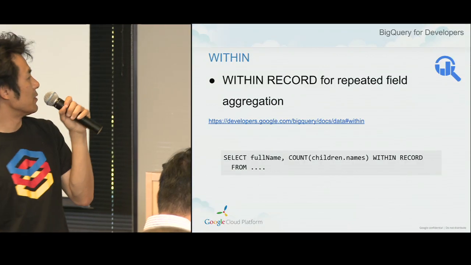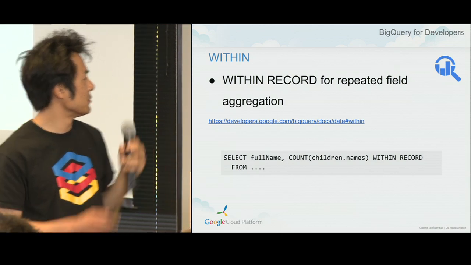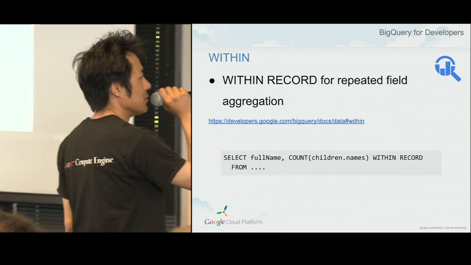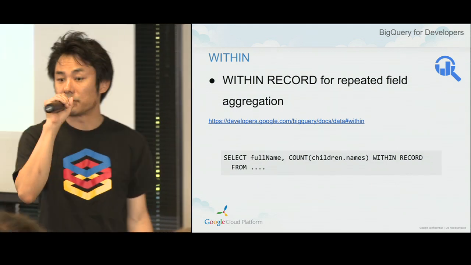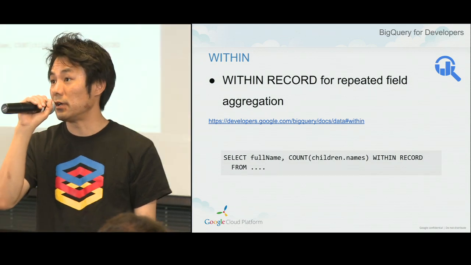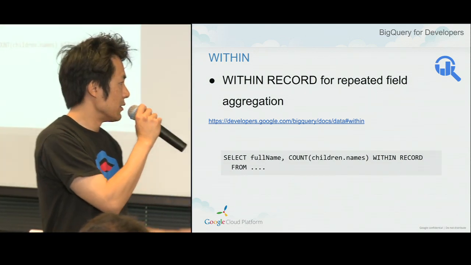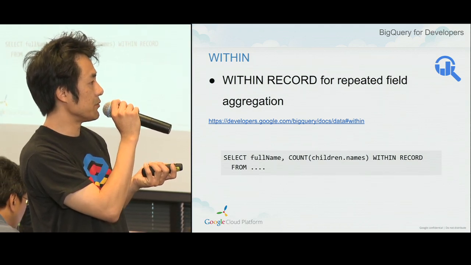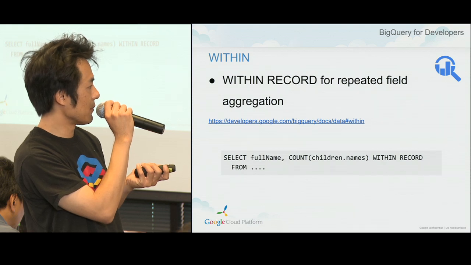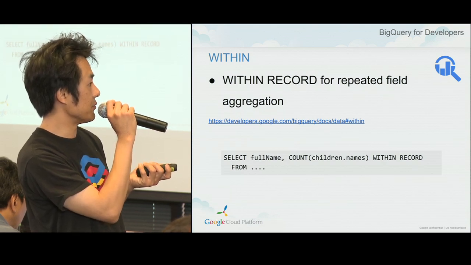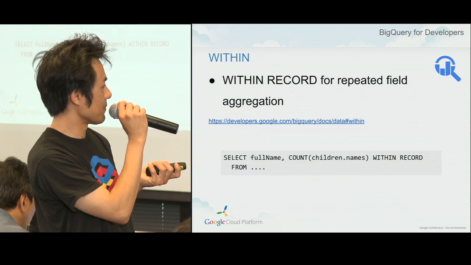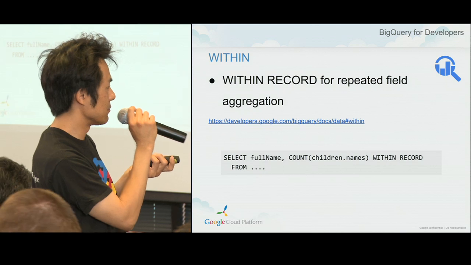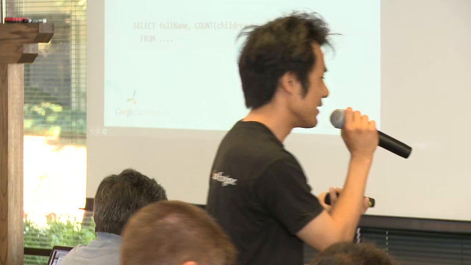So actually, we will have one more thing about nested records. Within a record, a repeated field has an aggregation for the repeated nested field. So if we select full name and count of children names within record, this returns a count of the children for this person. In this case, Wally will get 4, and I get 2.